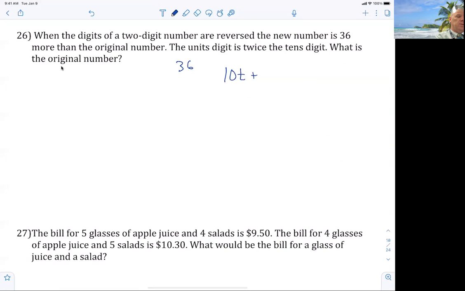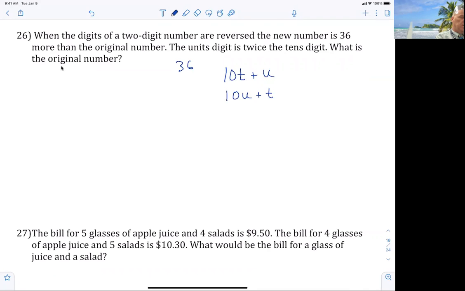10t plus u. The u stands for the what? The units. Used to be the ones. All right, but they're changing it to units now. So that's a 2-digit number, 10t plus u. Everybody good with that? If I reverse the digits, then what would I call it? Yes, 10u plus t. That's the numbers reversed.